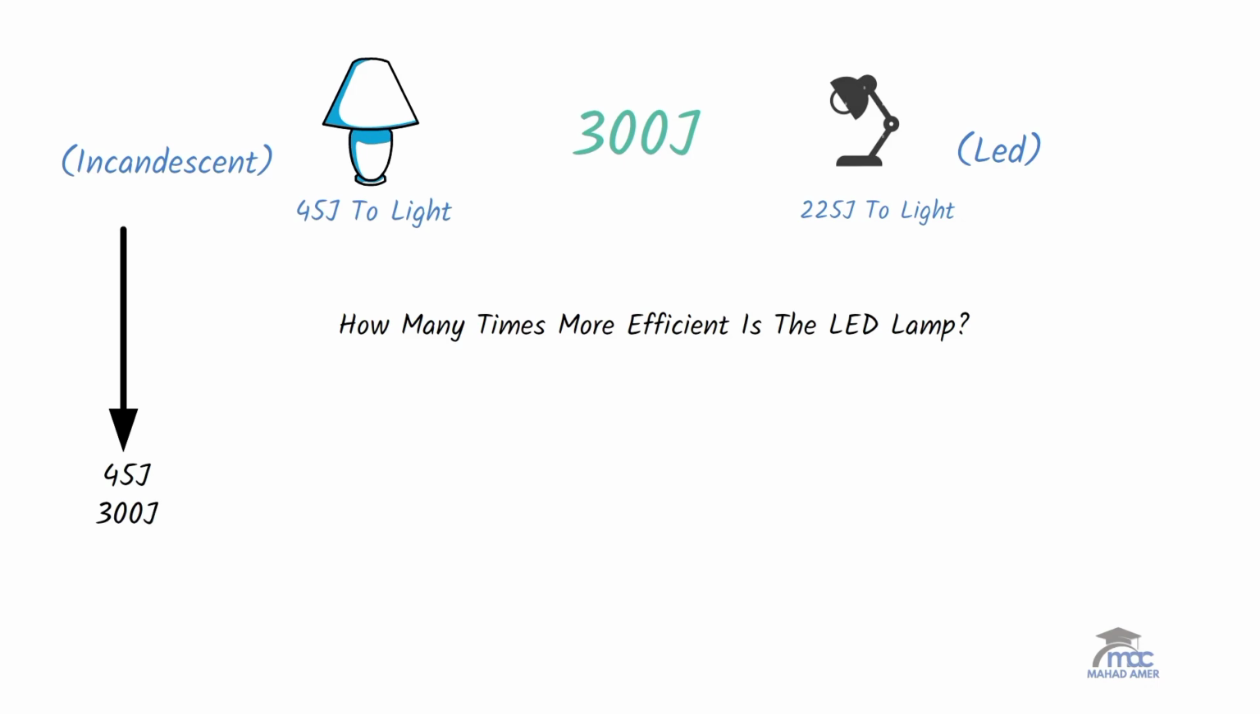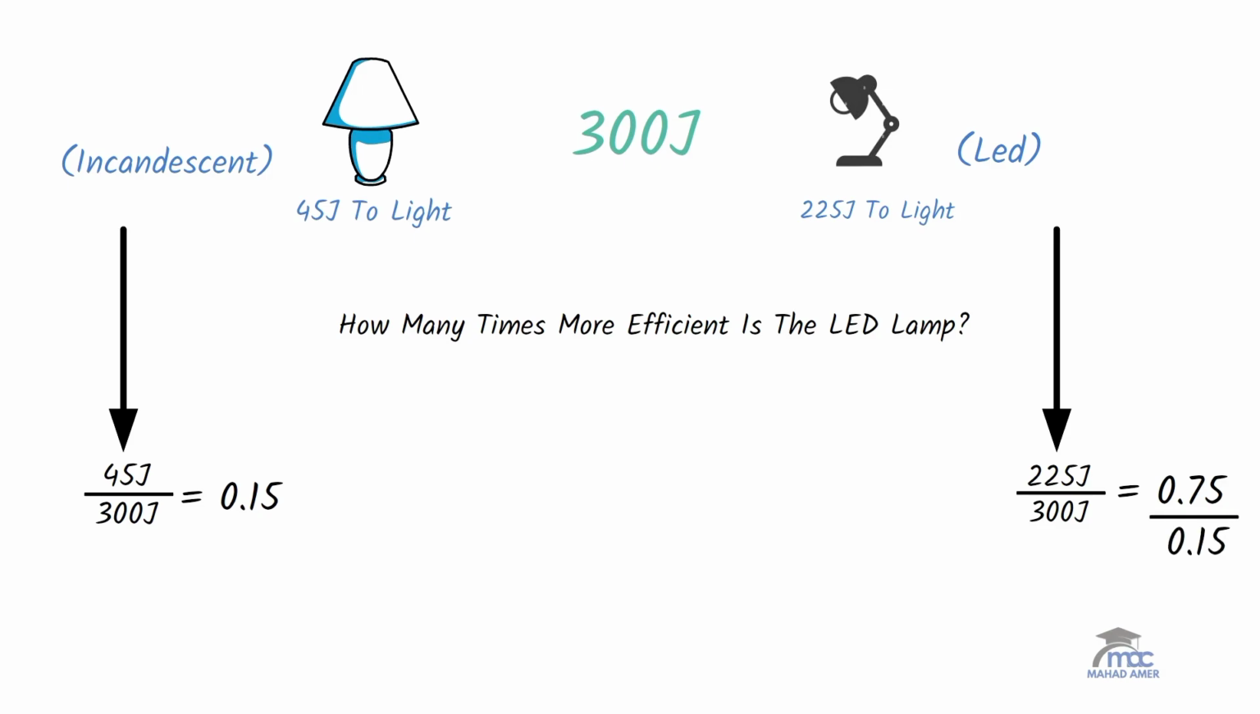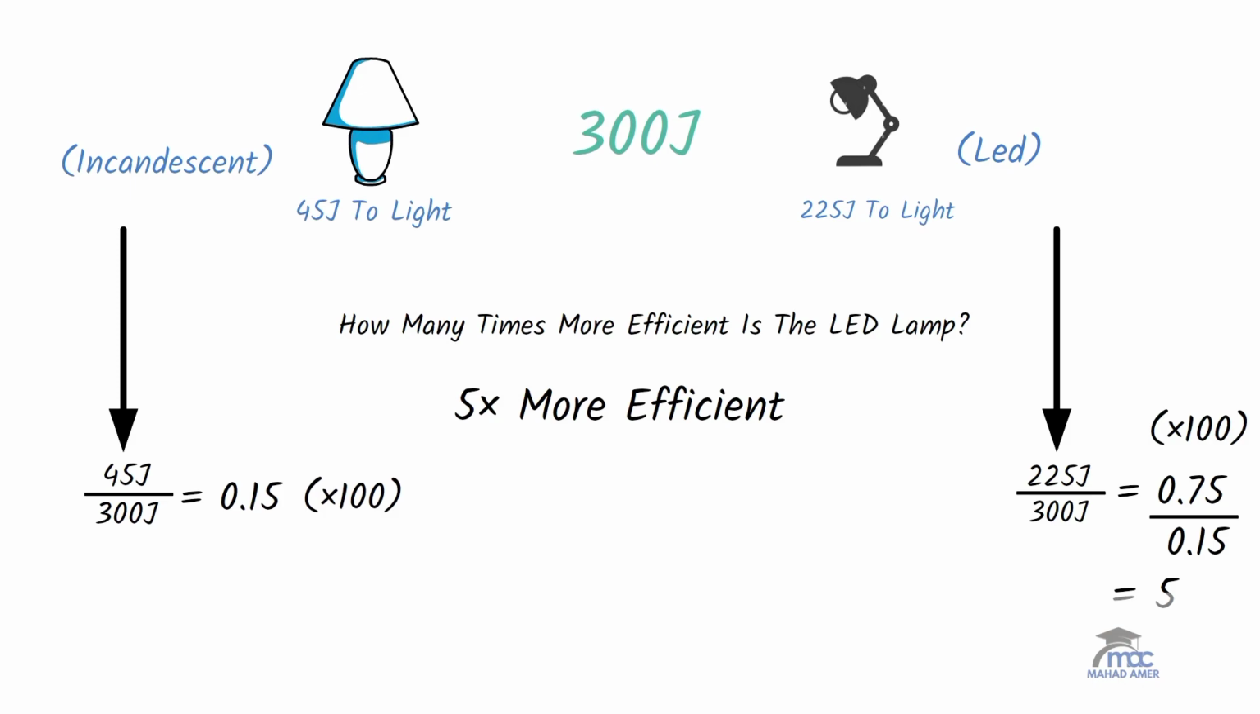For this, we first need to calculate the efficiency of both the lamps separately. For the incandescent bulb, we'll divide 45 joules by 300, and for the LED lamp, we'll divide 225 joules by 300. We have divided the useful energy output by the total energy input. This gives us the efficiency of both the lamps. Now we divide the efficiency of the LED lamp by the efficiency of the incandescent lamp. This gives us an answer of 5, which means that the LED lamp is 5 times more efficient.